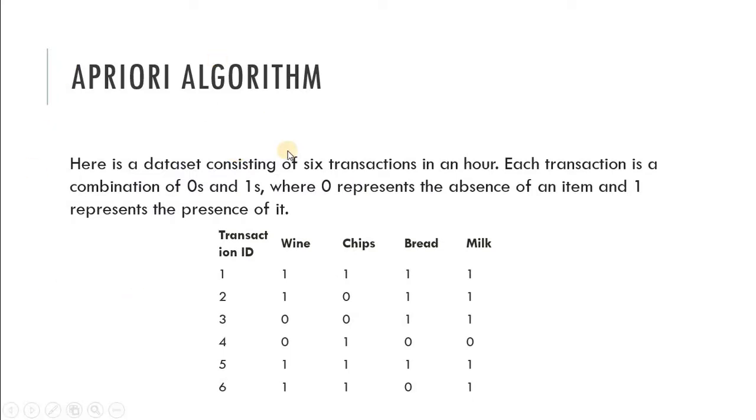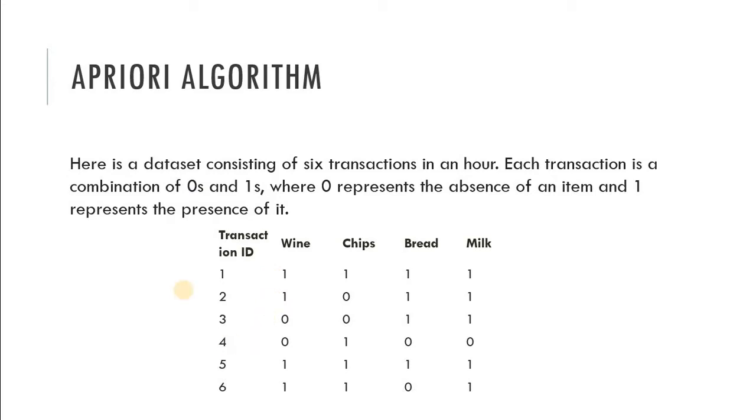So suppose this is a transactional database. Here is a database consisting of 6 transactions in an hour. Each transaction is a combination of zeros and ones, where 0 represents the absence of an item and 1 represents the presence of the item. So here there are 6 transactions of wine, chips, bread and milk. In the first transaction, wine, chips, bread and milk are purchased.